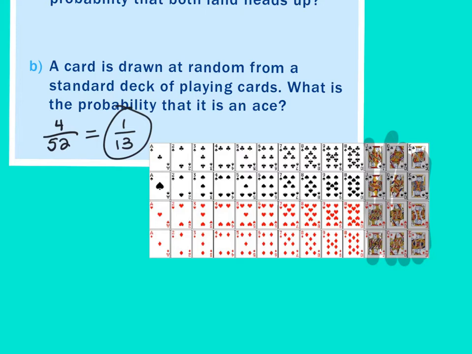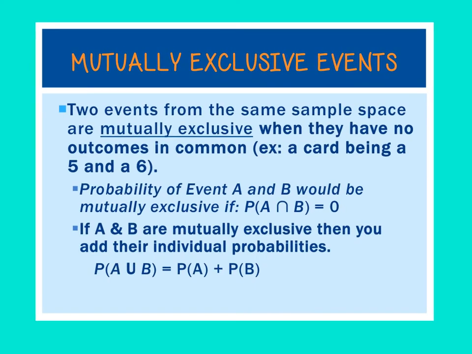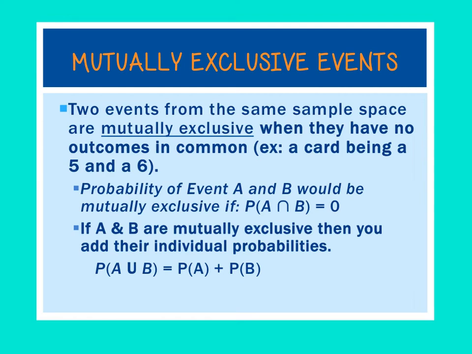Questions so far? Easy stuff, right? Okay, what happens when there's 2 events? There's something called mutually exclusive and not mutually exclusive. If 2 events from the same sample space are mutually exclusive, then they have no outcomes in common. For example, if you pull a card and it's a 5, you pull a card and it's a 6, you cannot have a card that is both a 5 and a 6, right? That is mutually exclusive. Something like a 5 and a heart would not be mutually exclusive because a card can be both a 5 and a heart.